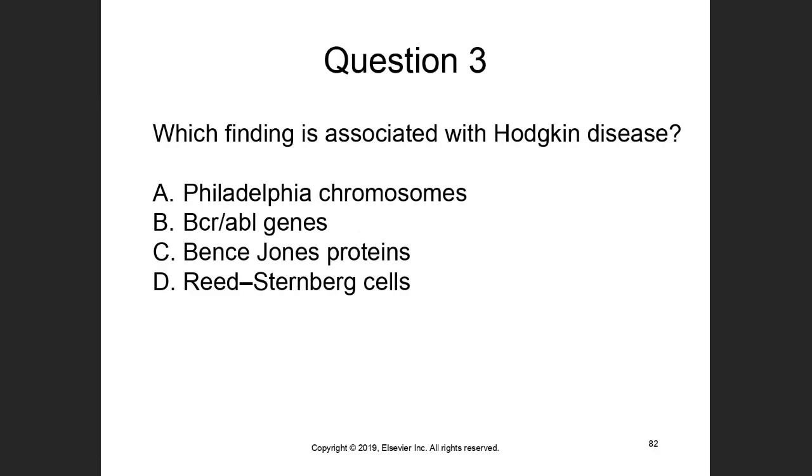And we have question number 3: which finding is associated with Hodgkin disease? Exactly, because that's the most important for Hodgkin disease: Reed-Sternberg cell. And when you see a Reed-Sternberg cell in a blood smear, you never forget it, because it's basically like 2 cells really close with the nucleus right here. Basically, that's the Reed-Sternberg cell.